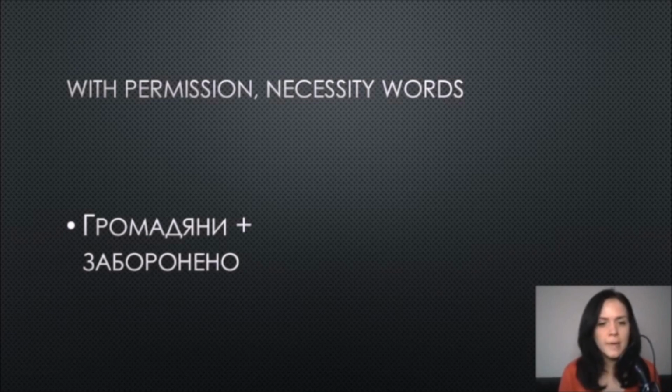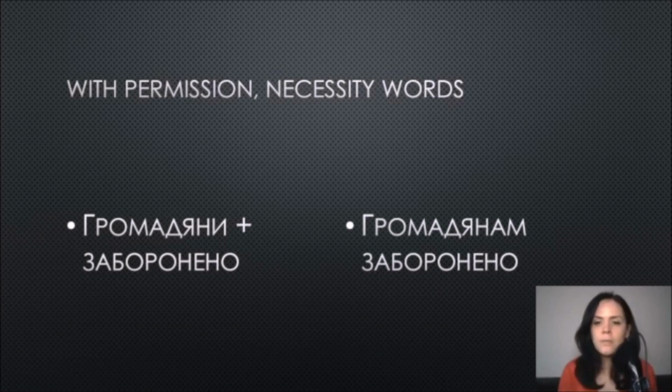So we have громадяни and заборонено. Громадяни means citizens in plural, and заборонено means forbidden. So to say that the citizens are forbidden, or it is forbidden to citizens, we need to put citizens, громадяни, in dative case. Let's do that. And we will have громадянам заборонено. Кому? Громадянам заборонено. Кому? Громадянам. Громадяни in nominative became громадянам in dative. Next.